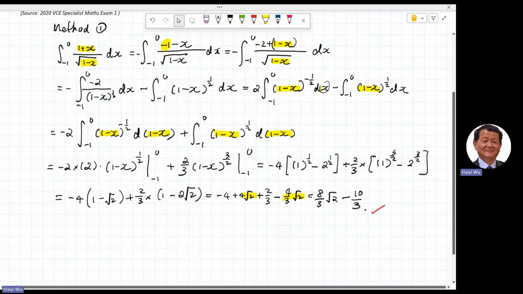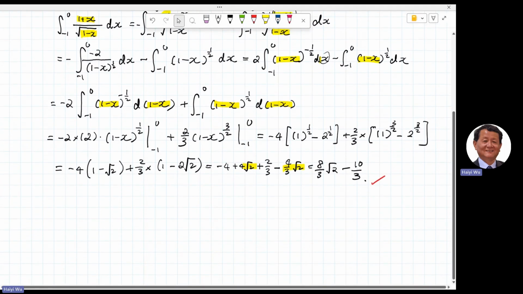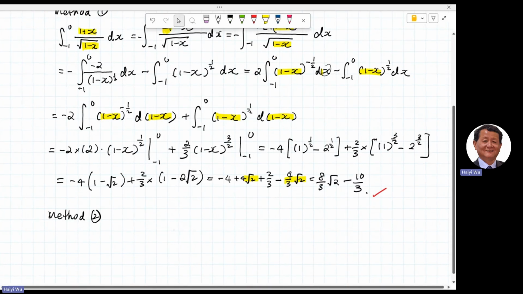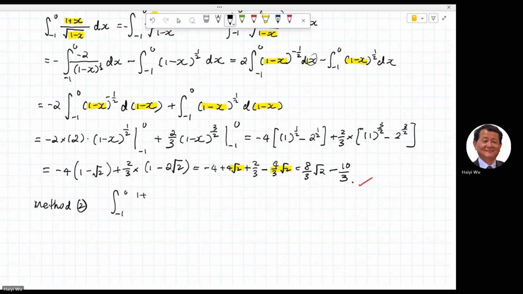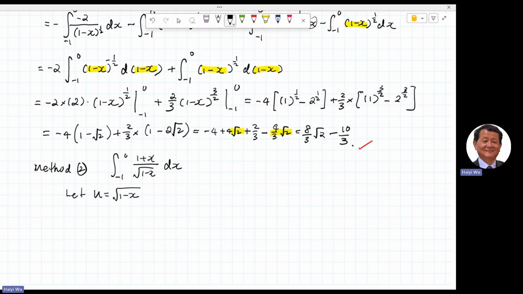All right, so method 1 used partial fractions, where we separate the fractions, and then use substitution. So next method, I'm going to use substitution only. So method number 2, I'm going to write down the question: the integral of the square root of 1 plus x divided by 1 minus x. So we're going to use substitution. We're going to let u be equal to the square root of 1 minus x.